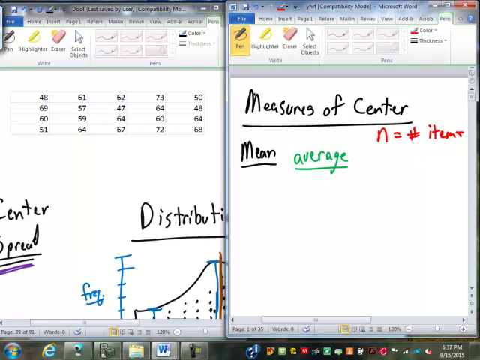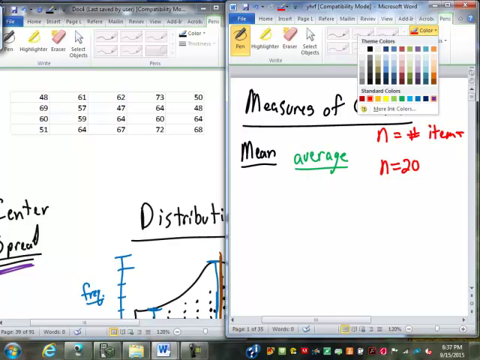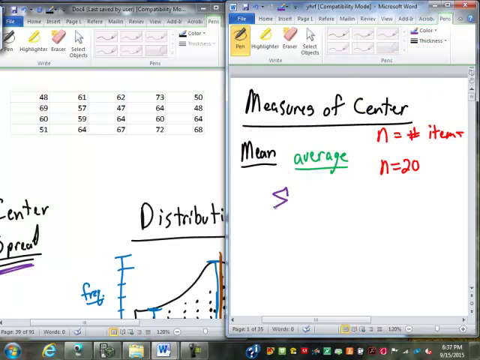So in this case, we have 1, 2, 3, 4, 5. If we counted them up, there would be 20 items. So n equals 20 for this list. The symbol for adding things up, that is the sigma symbol. So sigma x means you're adding up all the numbers. So the mean is the sum of all those numbers divided by how many are there, or n.